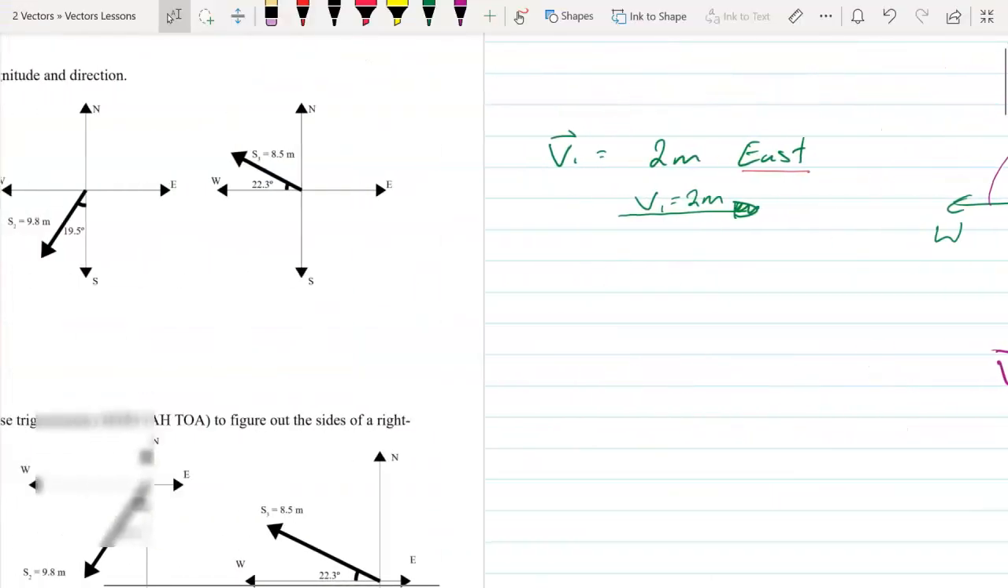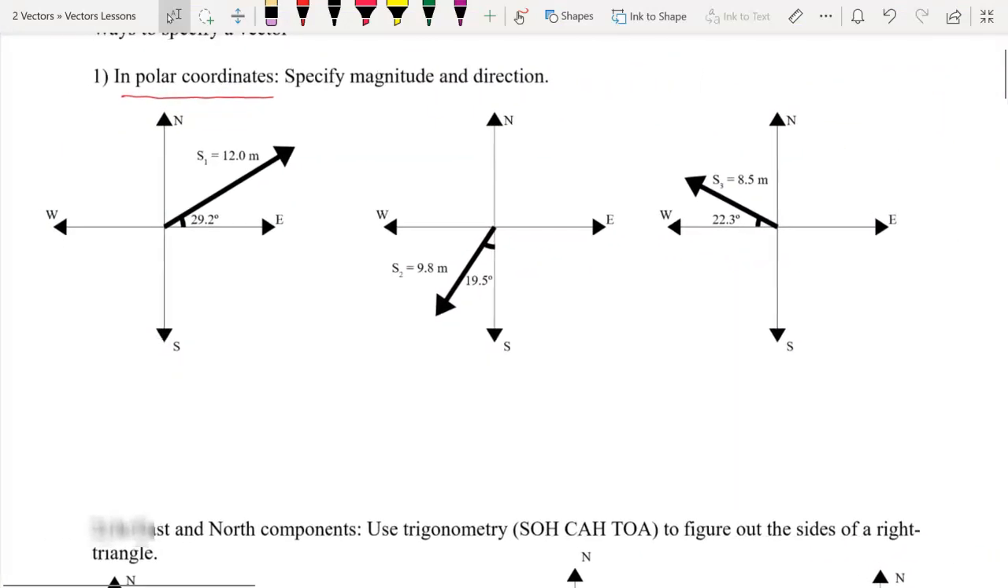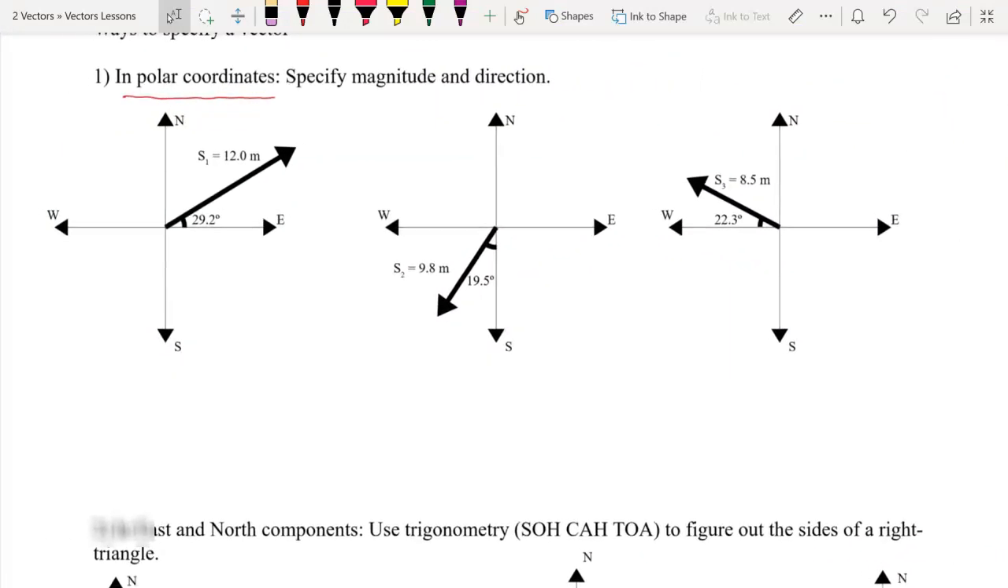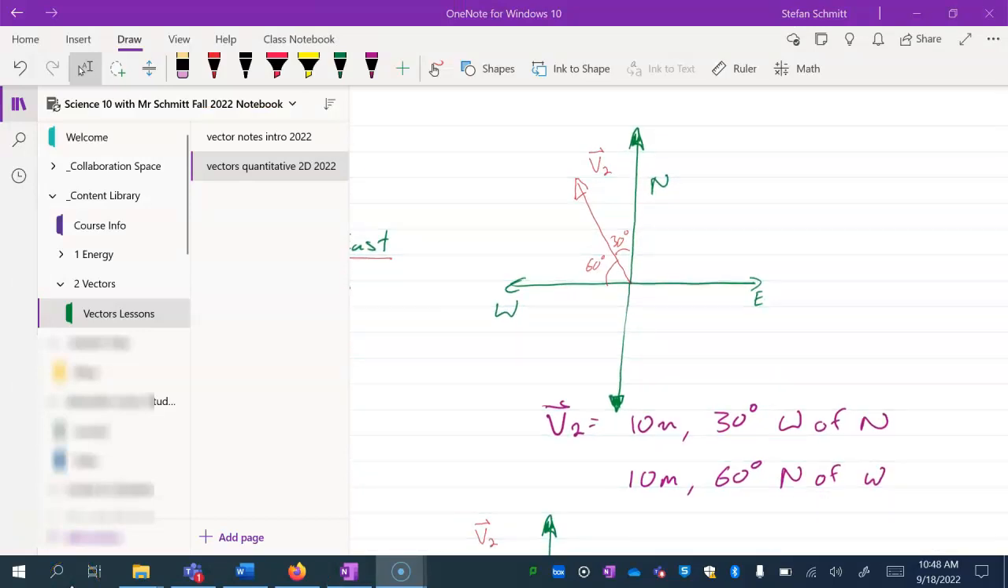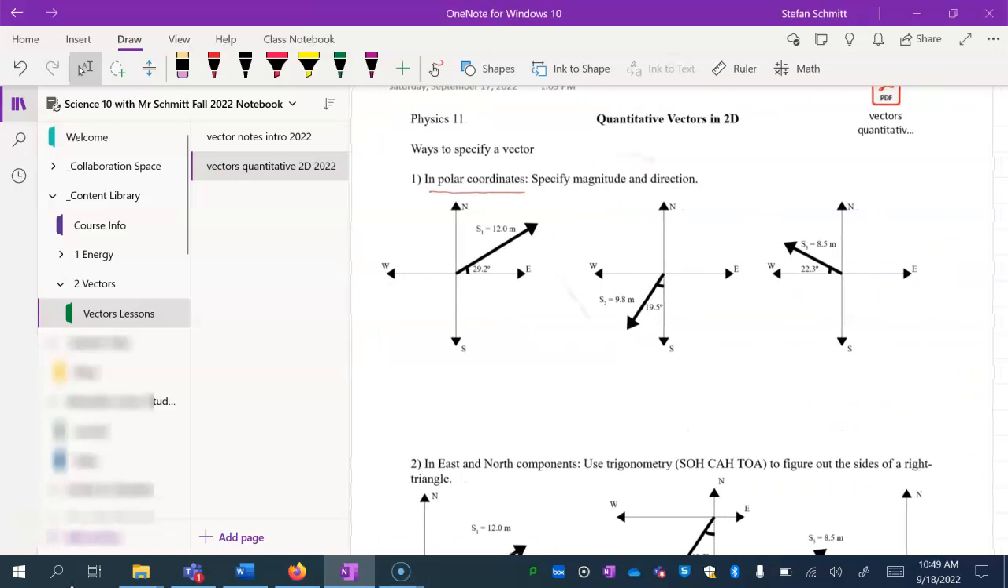Okay, give the video a pause and try question 1 here. And when you're done, go to the OneNote and take a look at the answers. Specifying a direction in terms of a magnitude and an angle relative to one of the cardinal directions is called polar coordinates.